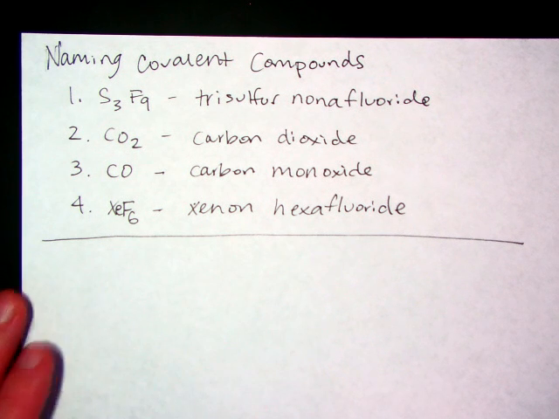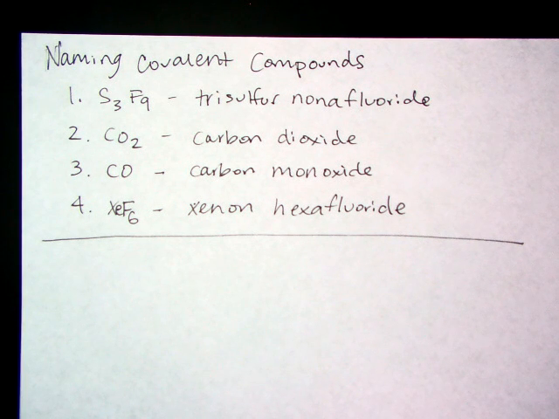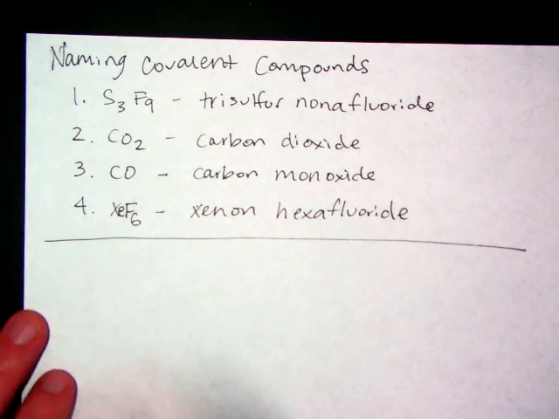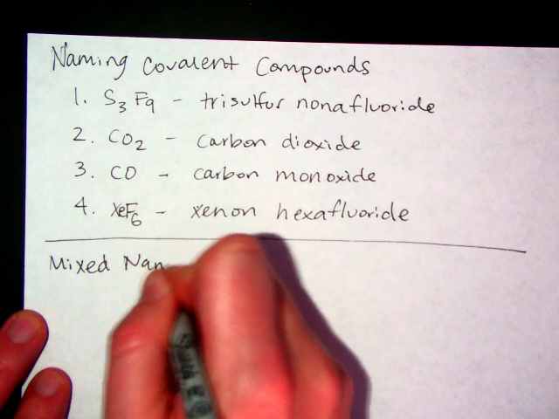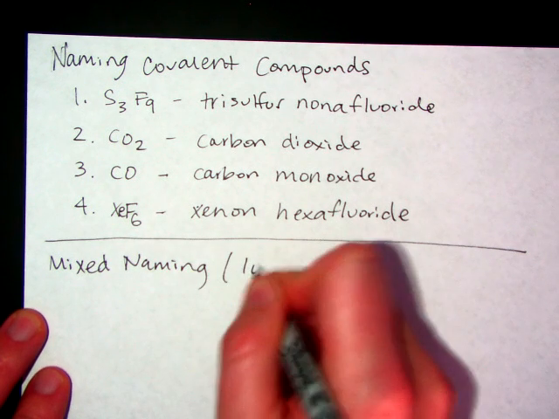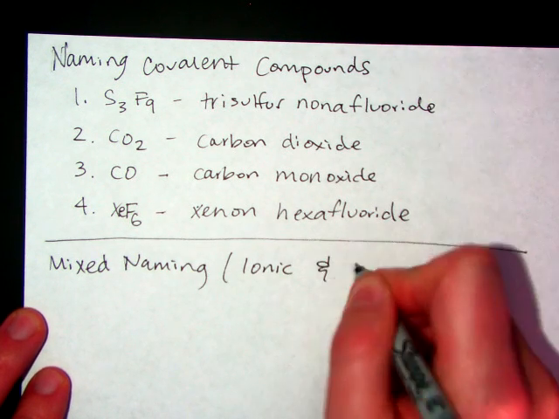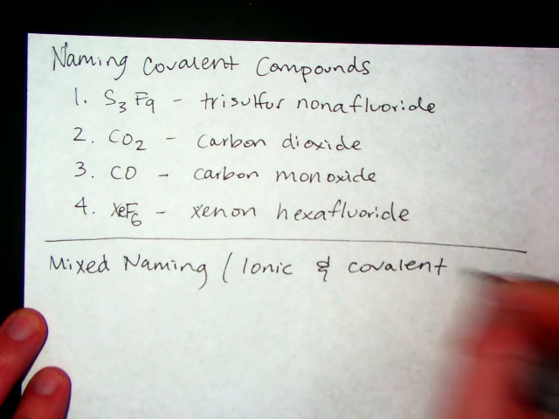The naming rules are simplified. There's less of them, there's less exceptions, there's no Roman numerals, there's no reverse crisscross, there's no weird stuff. The challenge, though, is when you have what I would call mixed naming, when some of them are ionic and some of them are covalent. And how do you know when to do what?